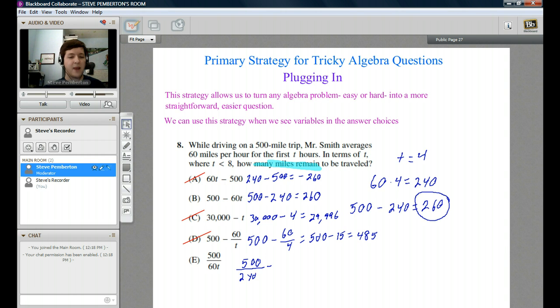So 500 divided by 240, it's about 2. It's a little bit bigger. Either way, it's not a 260, and that's what we want. So the answer has to be B. It's the only one that gave us the exact answer.